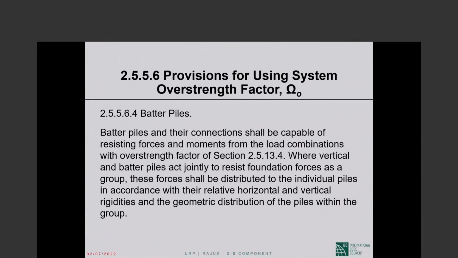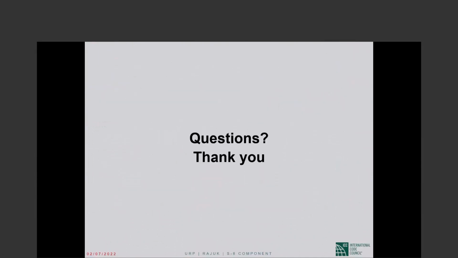And then something that is not in ASCE 7, it is in the IBC: batter piles, which are inclined piles. Batter piles and their connections shall be capable of resisting forces and moments from the load combinations with overstrain factor. So batter piles you shall also design using load combinations with overstrain factor.